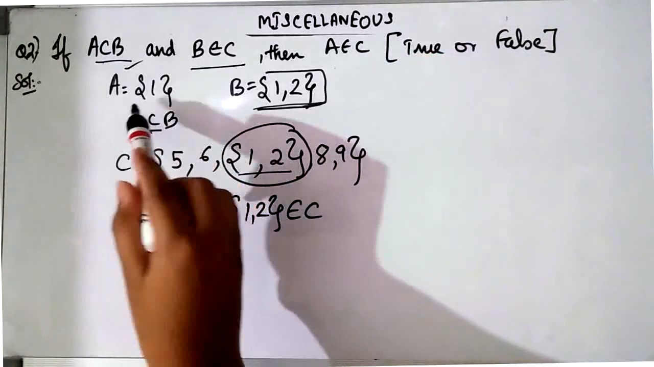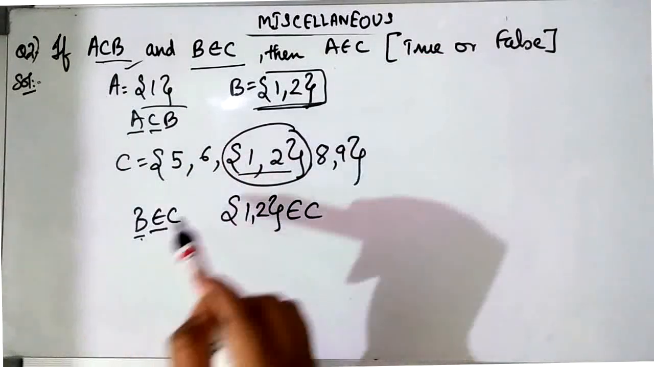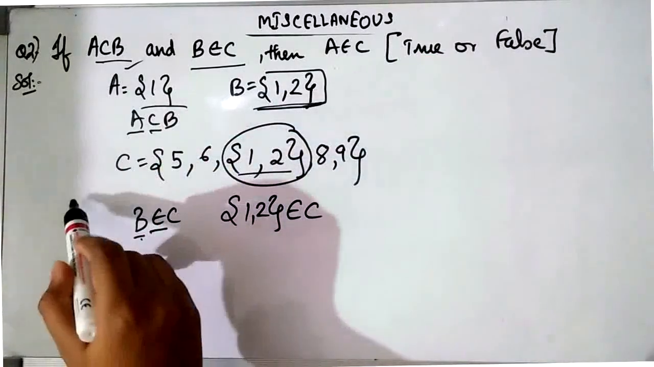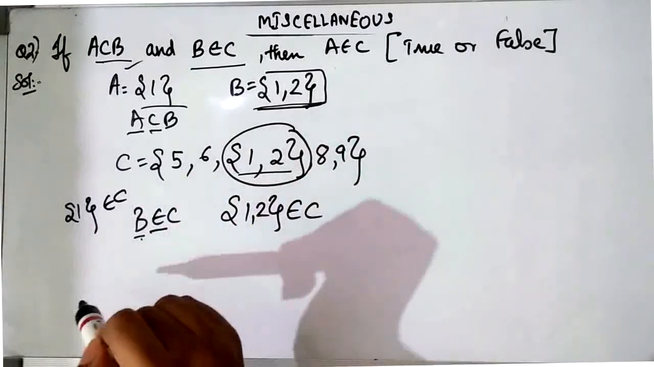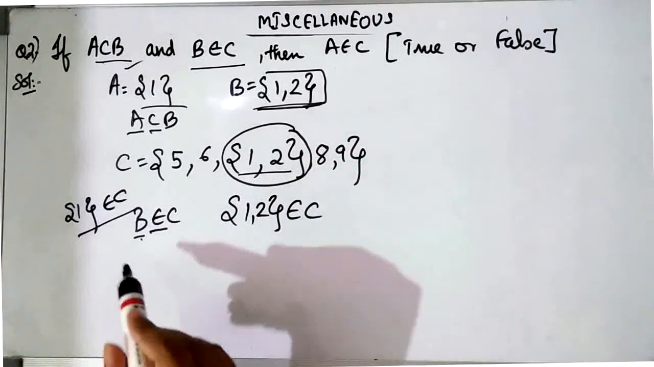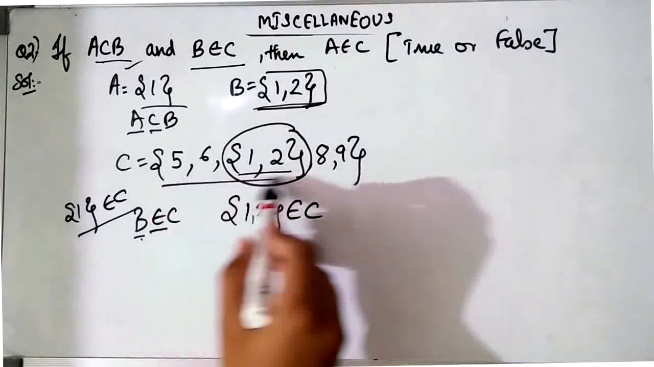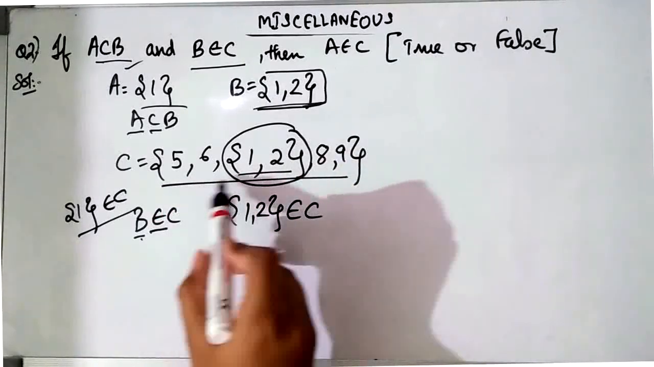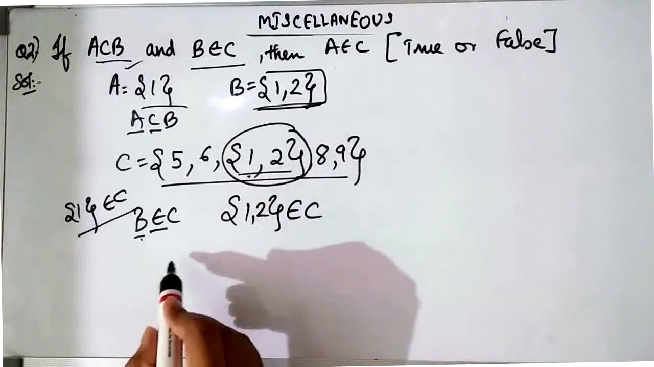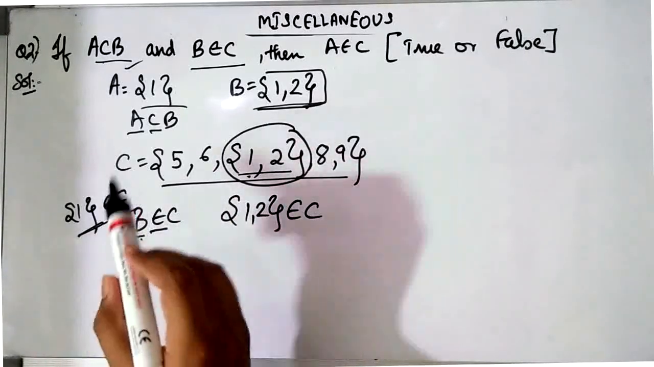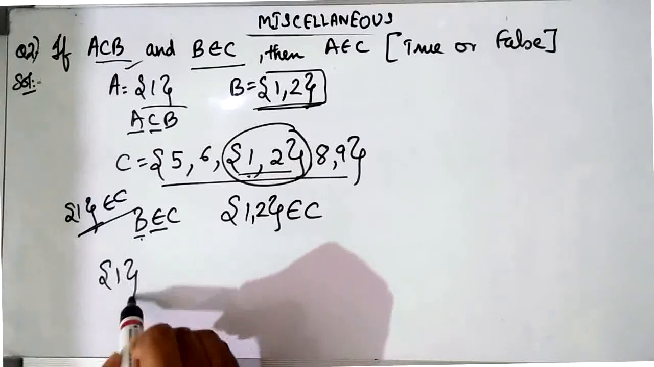Now if you see set A, now set A consists of element 1. Now we need to check whether this element 1 belongs to C or not. Now if you see the set C, it contains 1, but 1 along with 2 is one single element. Over here we need to prove that only 1 alone should belong to C.